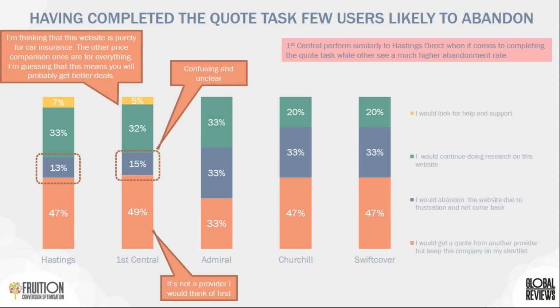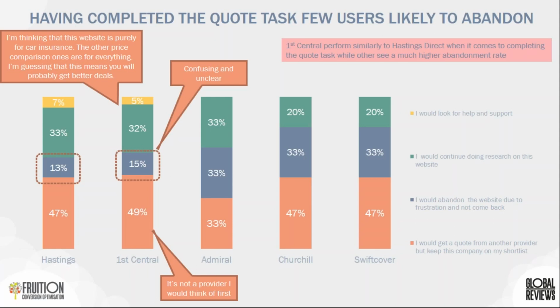If I look at First Central, I can pull out the verbatims of the reasons why people chose the different things they chose, whether abandoning, not abandoning, looking for research, or needing help and support. So to draw all of this together, more people are saying it's taking them longer to complete the First Central quote process than it is to complete it on Churchill and Hastings Direct.